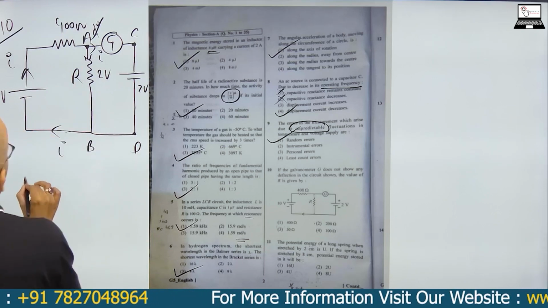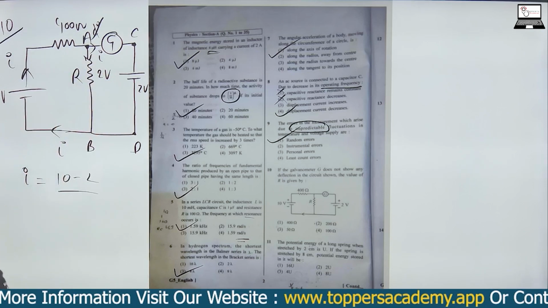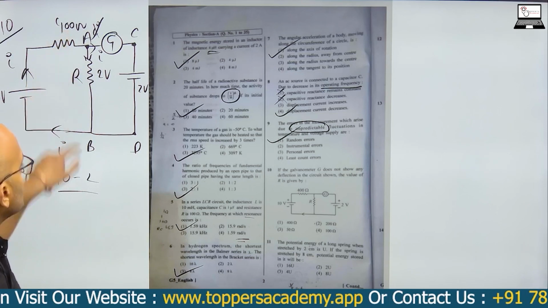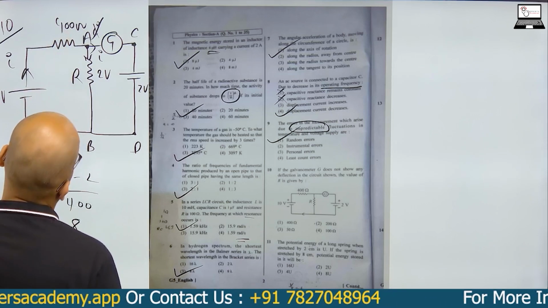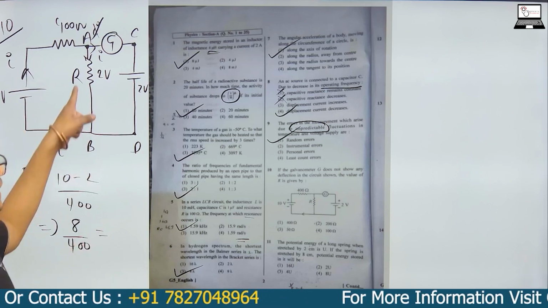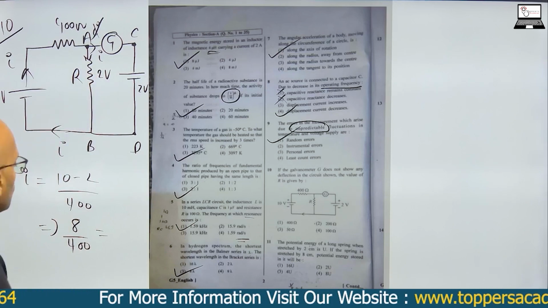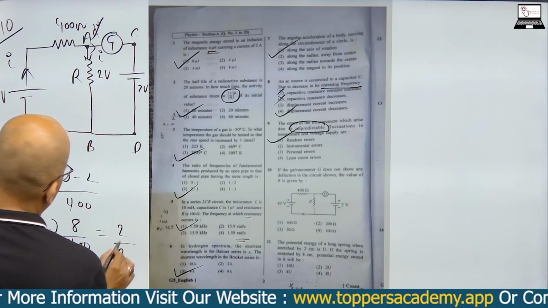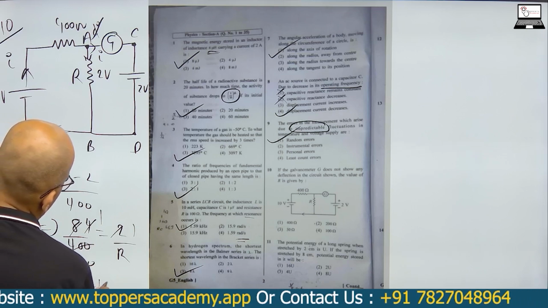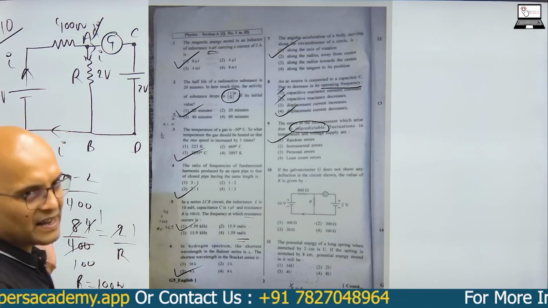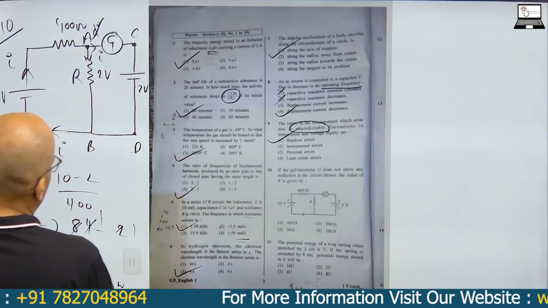Now please see, current will be 10 minus 2. Current is equal to V upon R. So current is flowing through this resistor, that is 400. So that is 8 upon 400. Right. And the same current is flowing through this also. What's the voltage here? That is 2 upon R. 2 ones are, 2 fours are, 4 ones are. So R comes out as 100. Okay, very easy question, very easy and basic. Okay, so that's it. Now moving on to question number 11.